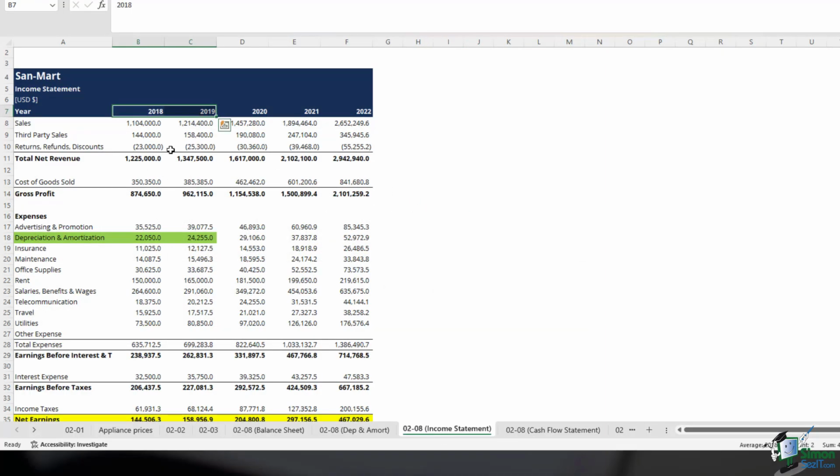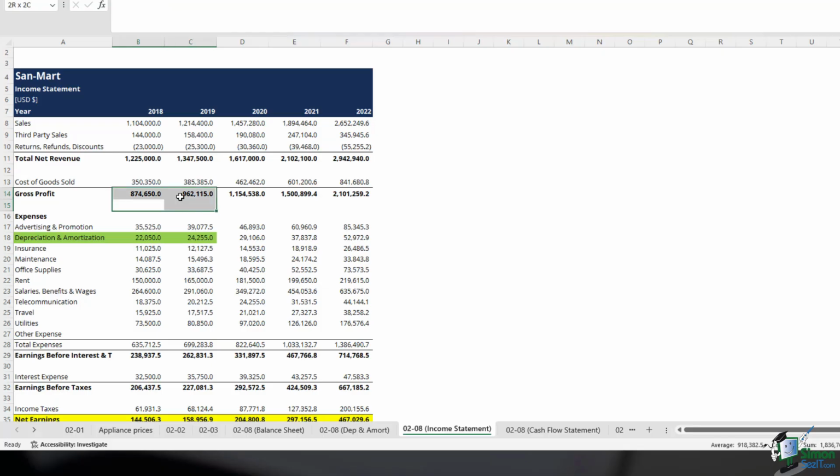In order to do that, we'll move on to the next tab, which is the income statement tab. So over here, we see that for 2018 and 2019, we have the depreciation expenses that were calculated in the previous tab, $22,050 for 2018 and $24,255 for 2019. So by adding the depreciation expense over here, our income statement becomes a dynamic snapshot of a company's performance. And this kind of comes to life, the actual income that Sanmart generated throughout the years.